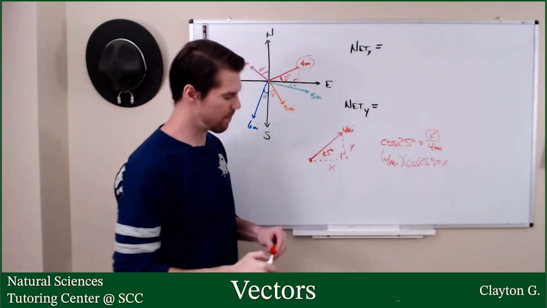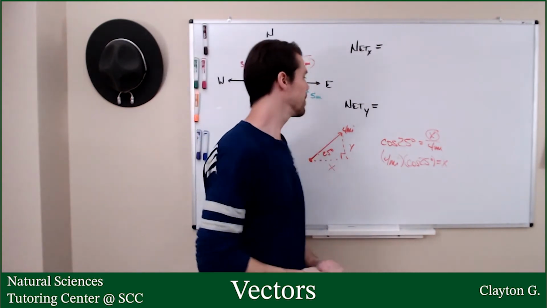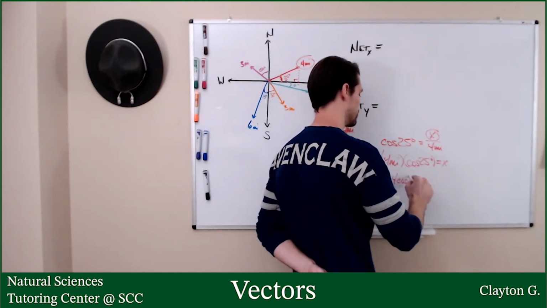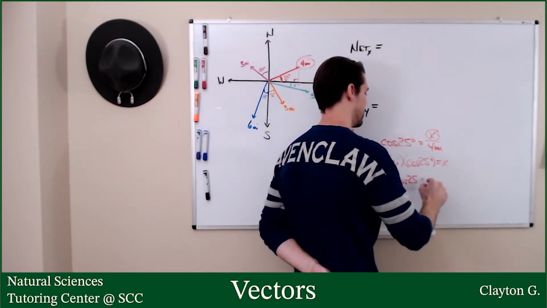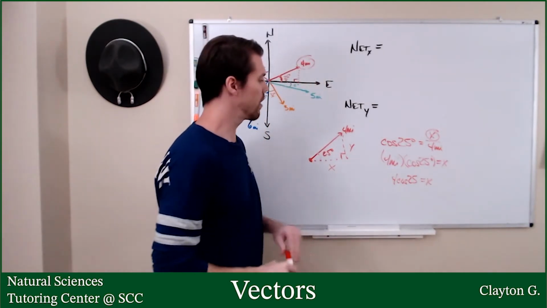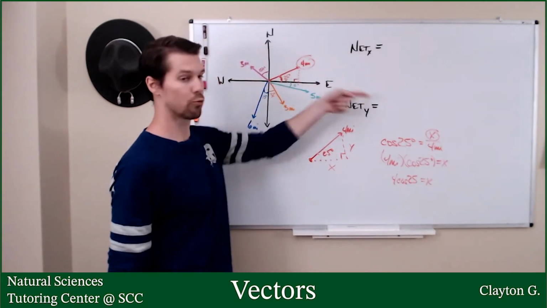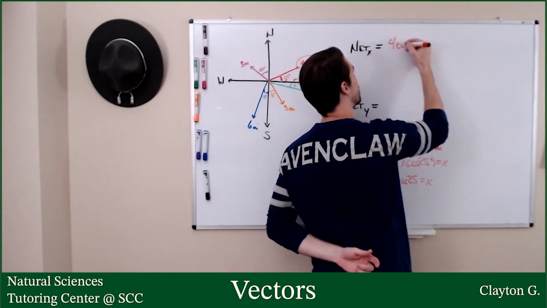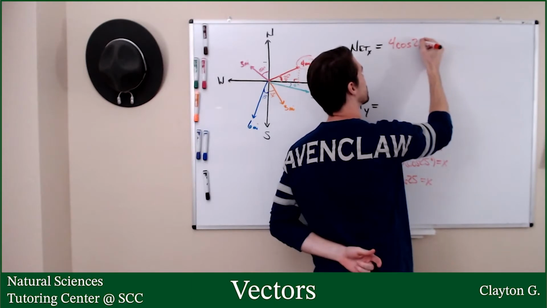And keep in mind, this is all in miles, but I'm going to shorten this up. I'm going to say 4 cosine 25 equals x. And I know this is a distance, so I'm going to keep that in the back of my mind. All right, so this is to the right, which is positive. So this is 4 cosine 25.